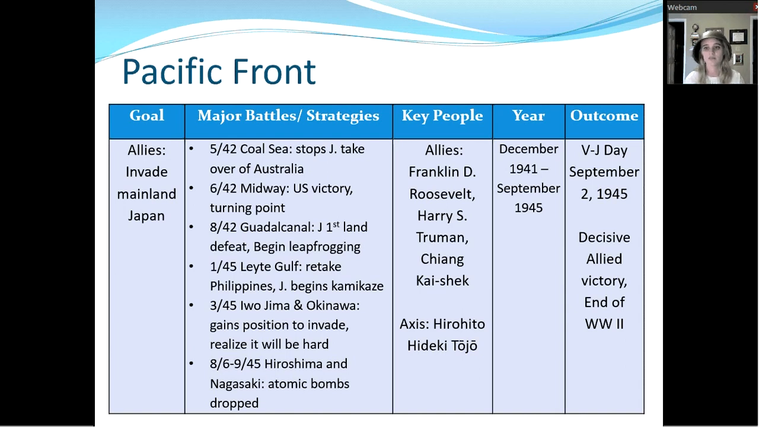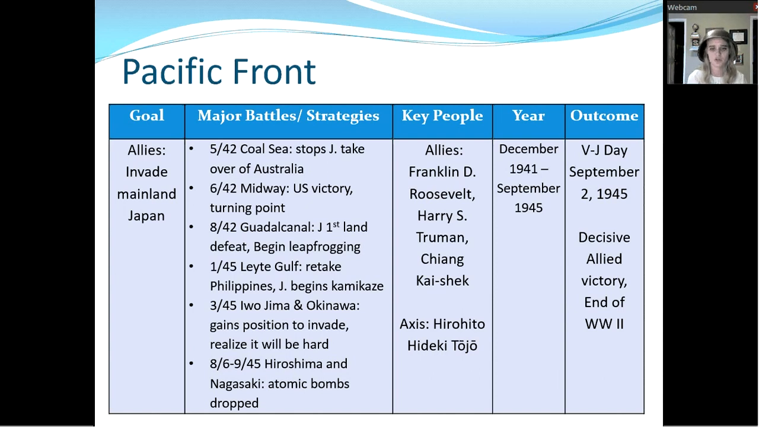On August 9th, 1945, we drop the second atomic bomb on Nagasaki. The devastation is so intense that Hirohito is forced to surrender. This is the official end of the war. We had defeated Germany in May of that year. By September 2nd, Japan had officially surrendered on VJ Day, which is Victory in Japan Day, September 2nd, 1945. This is the decisive Allied victory. This is the end of the war.